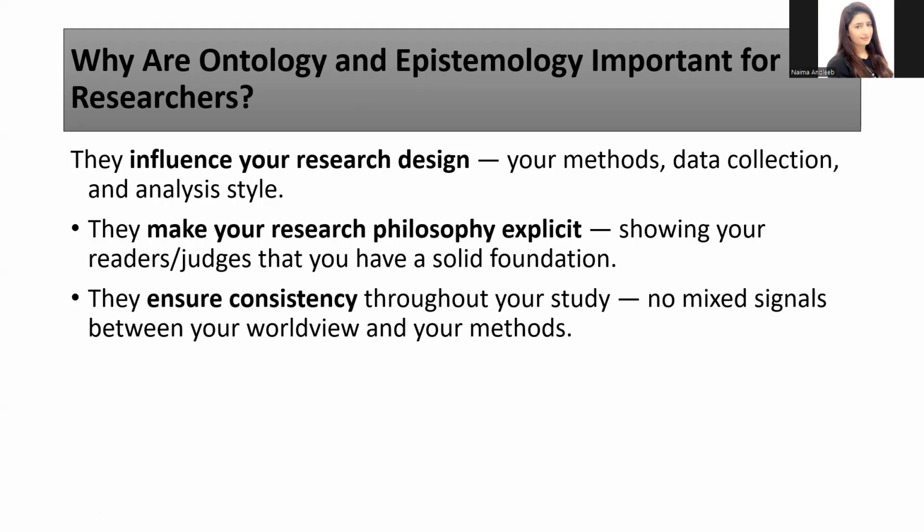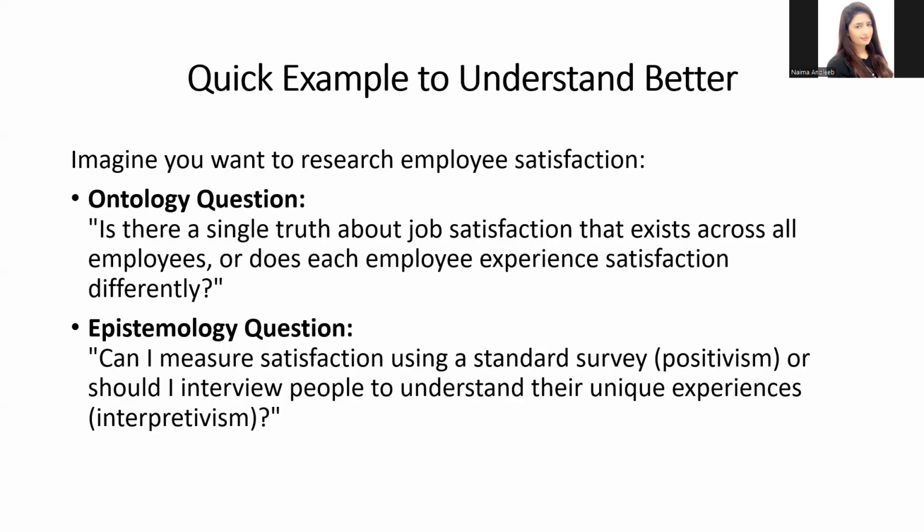Let's suppose that when you have the knowledge about ontology and epistemology, you can decide which type of ontology is suitable for your study. After that, you have to decide what type of epistemology you are going for, and it will formulate your research philosophy. This will be part of chapter 3, the research methodology, in your thesis.